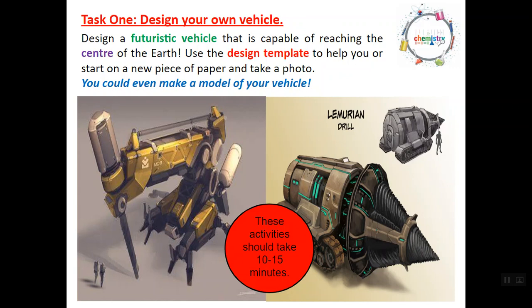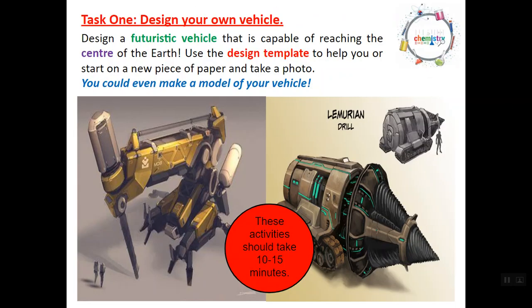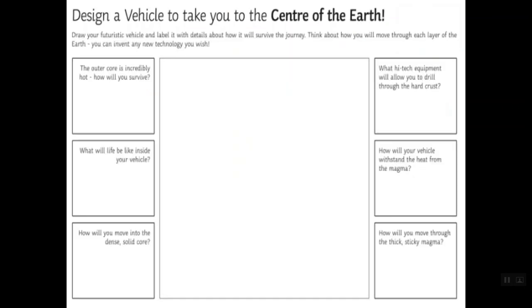Use a design template to help you, or you can start on a new piece of paper and take a photo. You can even make a model if you wanted to, however you want to do it. And I've put some designs in there that I've seen. If you type into the internet, machines that go to the centre of the Earth, you'll get some other designs. But it has to be able to go through the different layers.